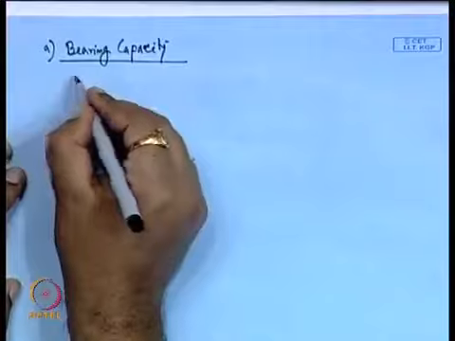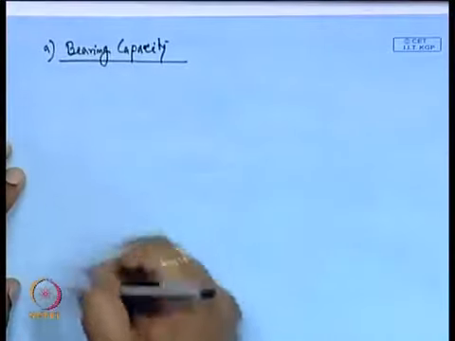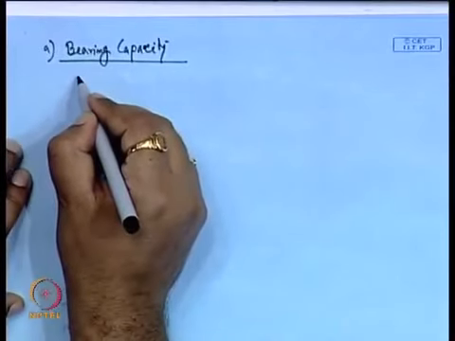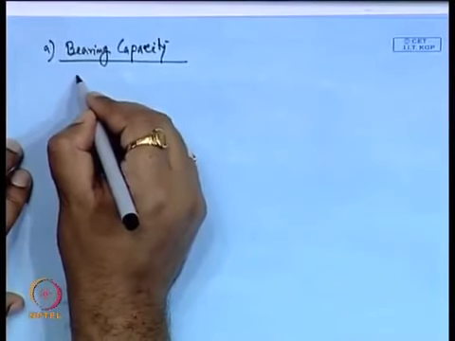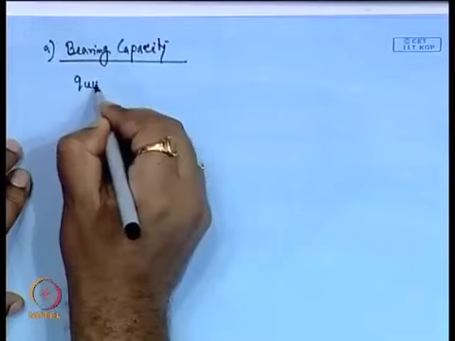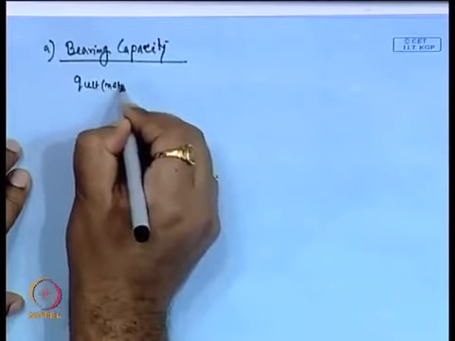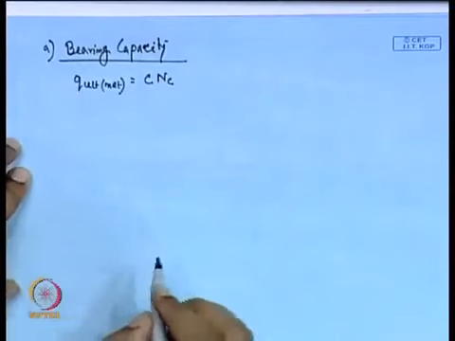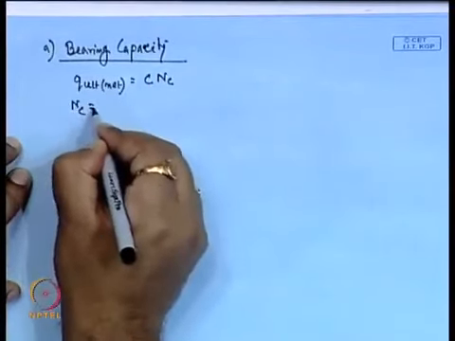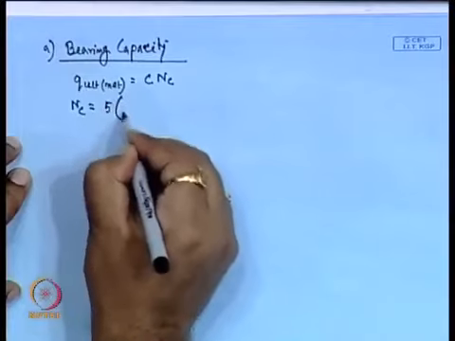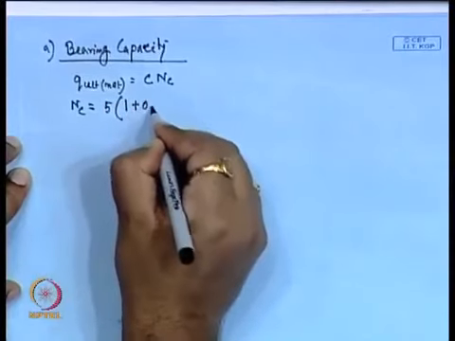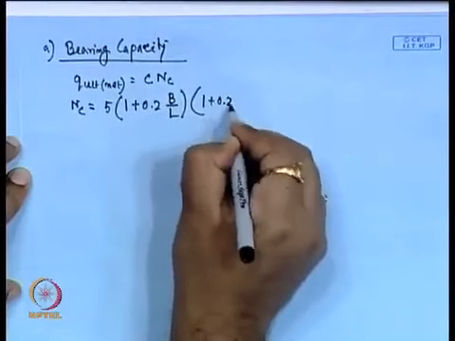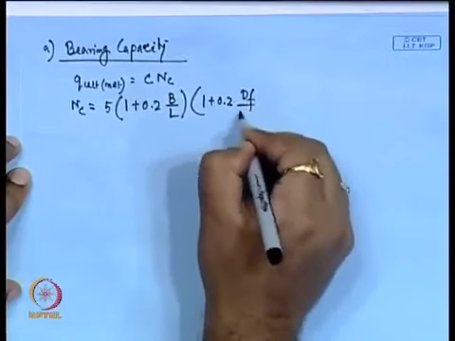Now, as it is, all the layers are clay soils. So, we will use the Skempton bearing capacity expression. So, that Q ultimate net is C N C. Here the N C value that we will get is 5 into 1 plus 0.2 B by L into 1 plus 0.2 d f by B.